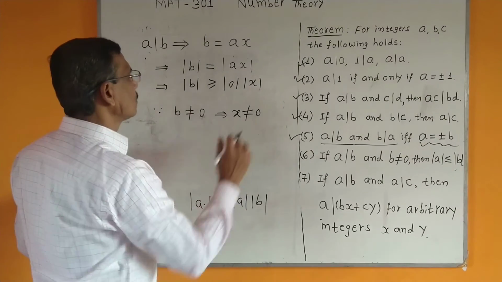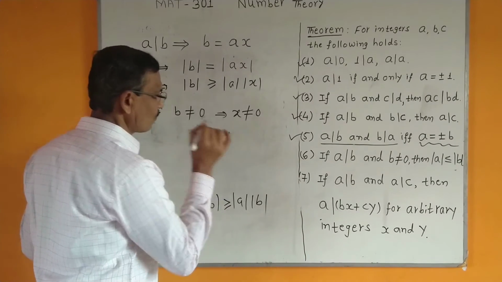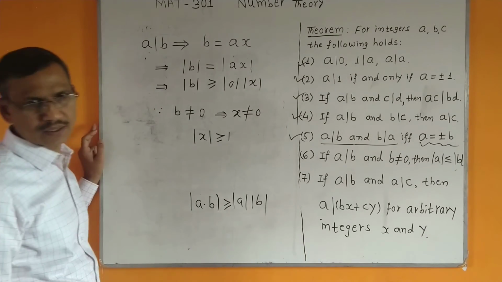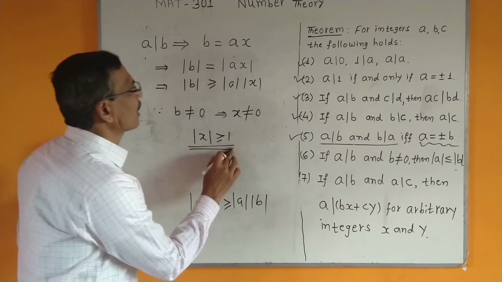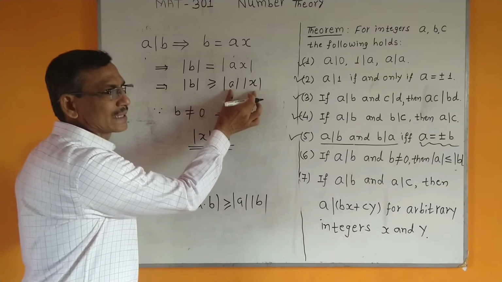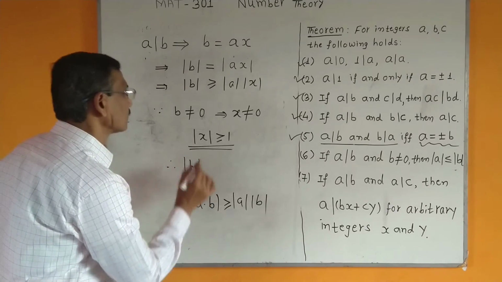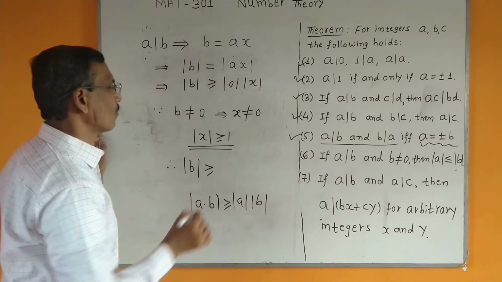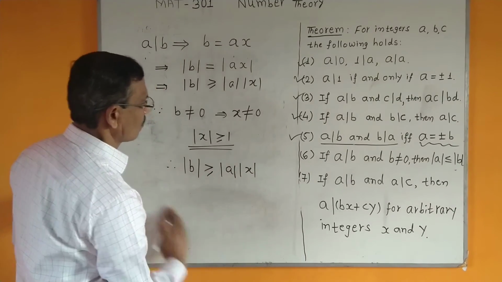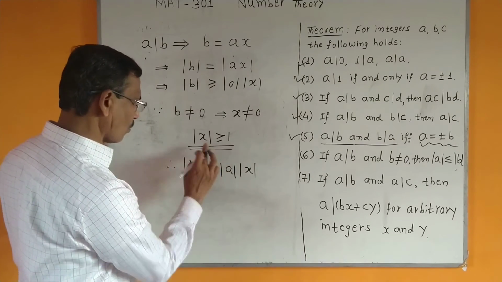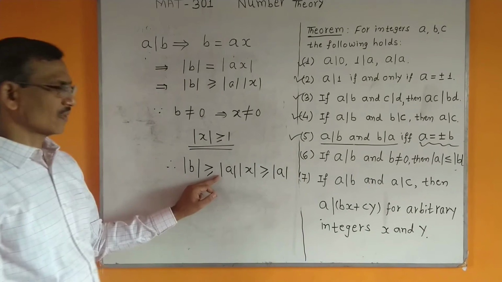As X is not equal to 0, modulus of X is greater than or equal to 1. Now, as modulus of X is greater than or equal to 1, mod B is greater than or equal to mod A times mod X. Here mod X is greater than or equal to 1. Therefore this product must be greater than or equal to mod A.